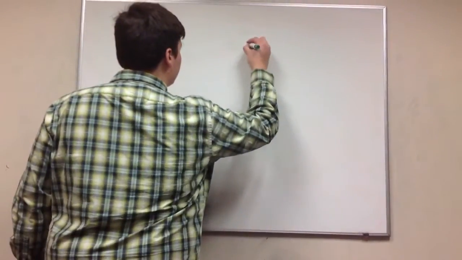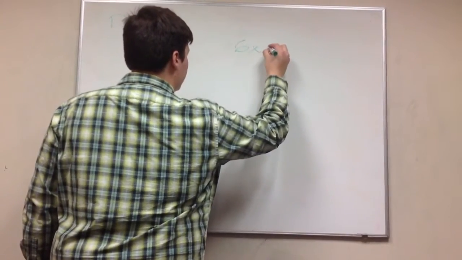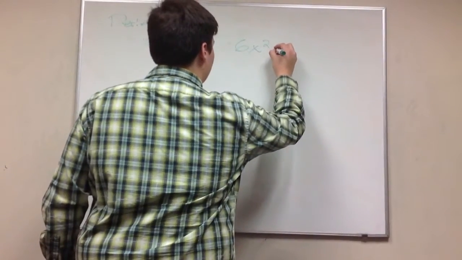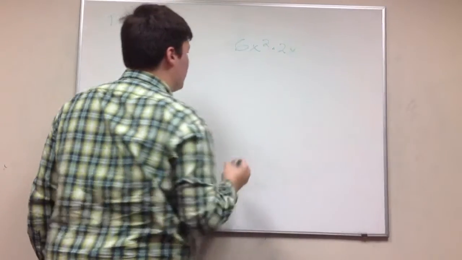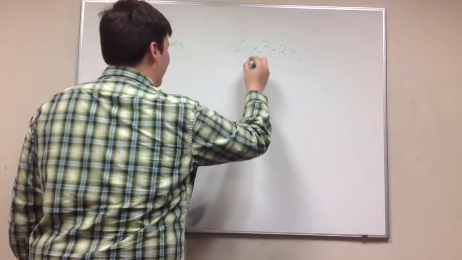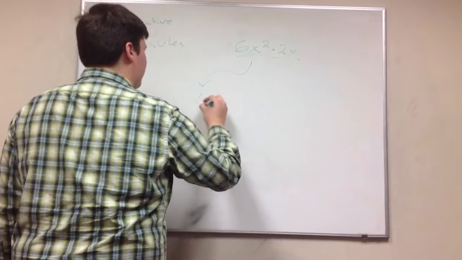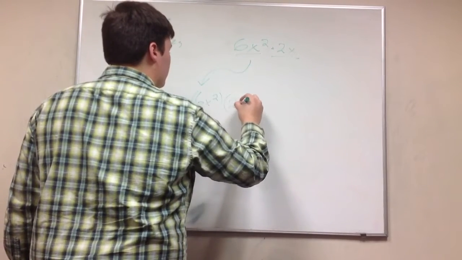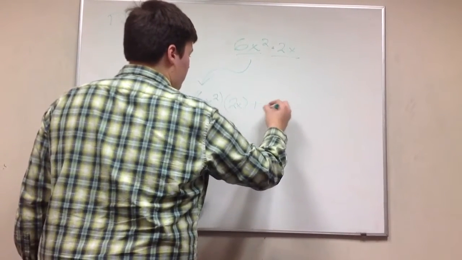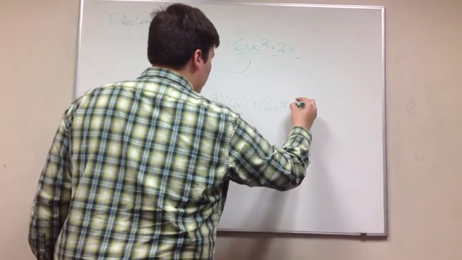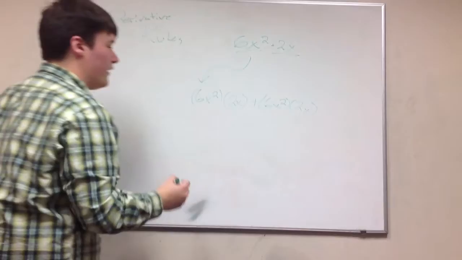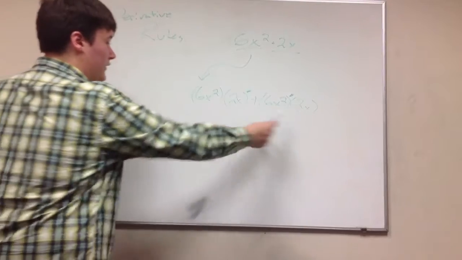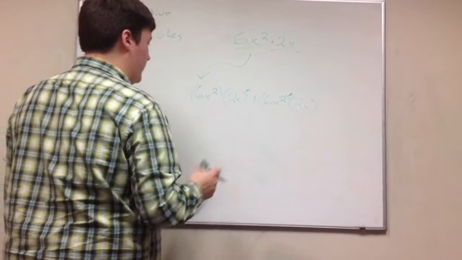Say we have 6x squared times 2x. That's our first one, that's our second one. We're going to plug this in, and of course, throw some primes around, make sure there's a prime on each side of the plus sign, and it's not the same thing twice, because that would be bad.